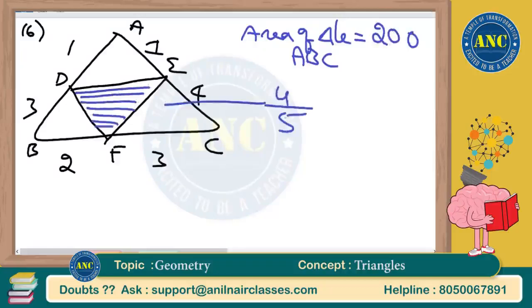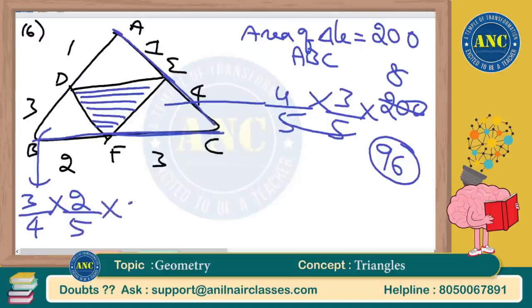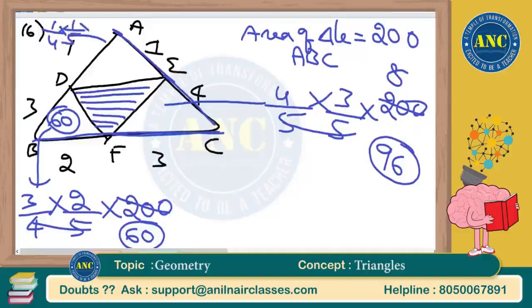This is nothing but 4 parts out of 5 parts. This is nothing but 3 parts out of 5 parts. 3 by 5 into 200. 25 8s are 200. 12 8s are 96. These are nothing but 3 parts out of 4 parts, 2 parts out of 5 parts into 200. It is 60. It is 1 part out of 4 parts, 1 part out of 5 parts into 200. 20 tens are 200. Simple answer.